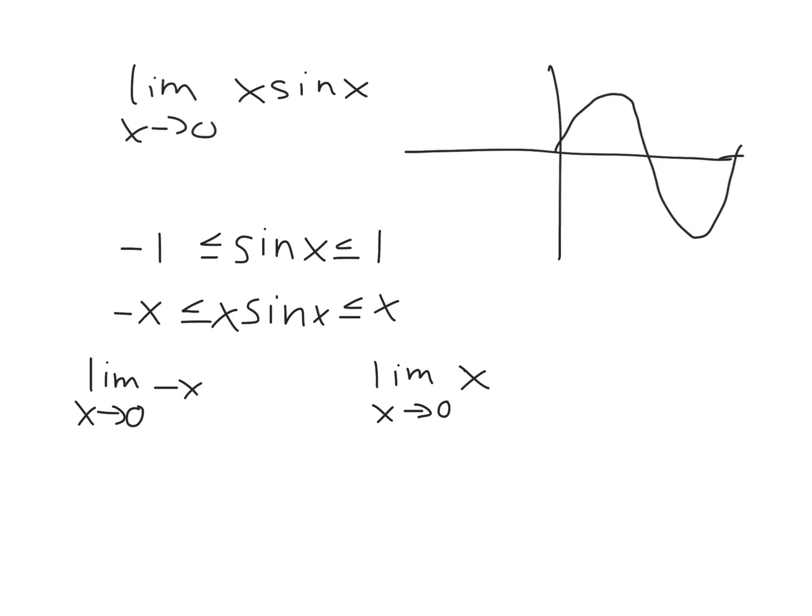And so if I sub in x equals 0 into negative x, I'm going to get a limit of 0. And if I sub in a limiting value of 0 into x, I'm going to get 0. So that means that since x sine x is in between those two functions, then it also has a limit. I should have written the lim thing first. The limit as x approaches 0 of x sine x equals 0.